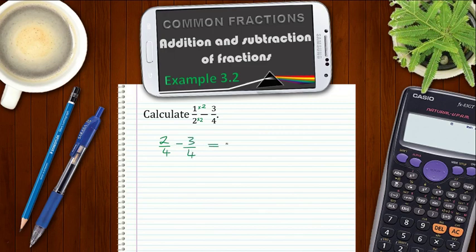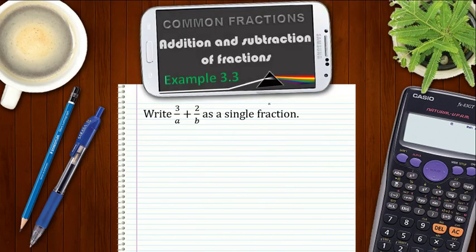So this is then 2 minus 3 all over 4. And 2 minus 3 gives me a negative value. So this then becomes negative 1 over 4. Or I can even write the negative in front of my fraction as minus 1 over 4.